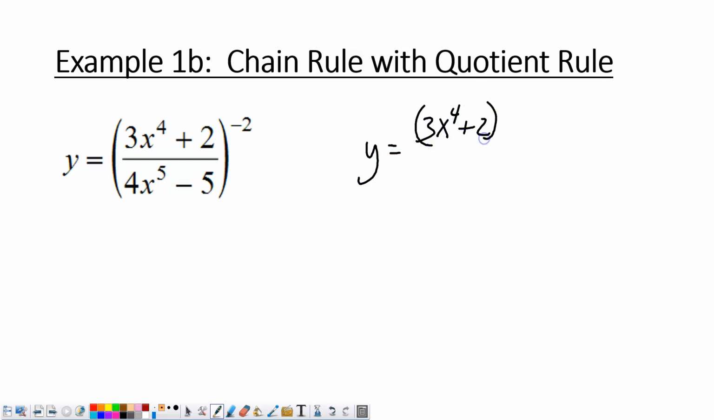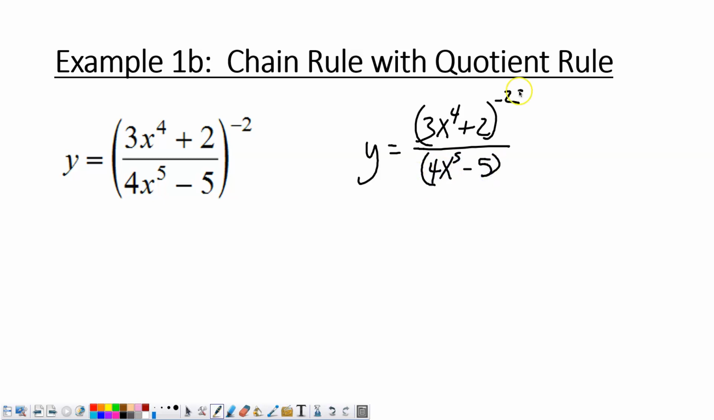It's going to be a completely different problem. Don't write this, just watch. But let's say that we had this. Same exact problem. It's just that instead of having the whole thing being raised to the -2 power, I'm just letting that -2 be on the top now.